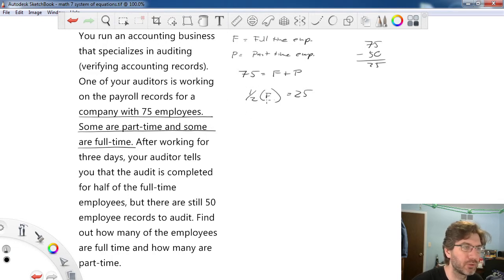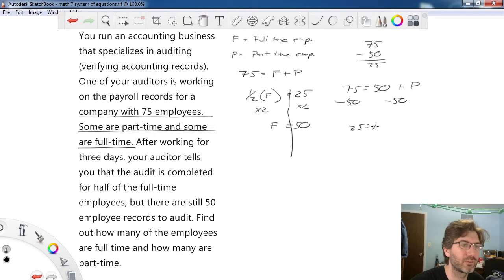multiplying by its reciprocal. So we're going to do our inverse operations here. I guess you could divide each side by 1/2 if you thought that way, but dividing by 1/2 is multiplying by 2. So we're just going to multiply each side by 2. So we know that full-time employees, there are 50 of them. And if there's 50 full-time employees, then there's going to be 25 part-time employees. It's not too difficult. So 75 equals 50 plus your part-time employees, which is P, subtract 50, subtract 50, you get 25 equals your part-time.